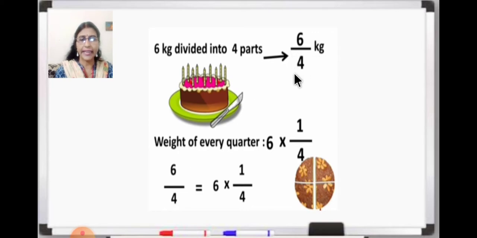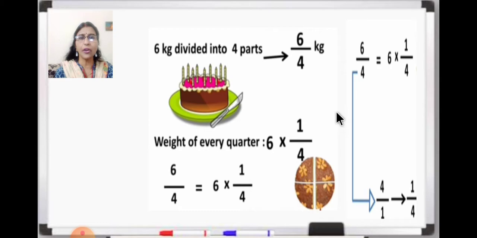Or you can say that weight of every quarter is equal to 6 multiplied by 1 upon 4. This is quarter. So 6 into 1 upon 4. That means 6 upon 4 can also be written as 6 multiplied by 1 upon 4. Now here, children, in the division operation, we are doing 6 divided by 4. So the division operation can also be written as multiplication operation.